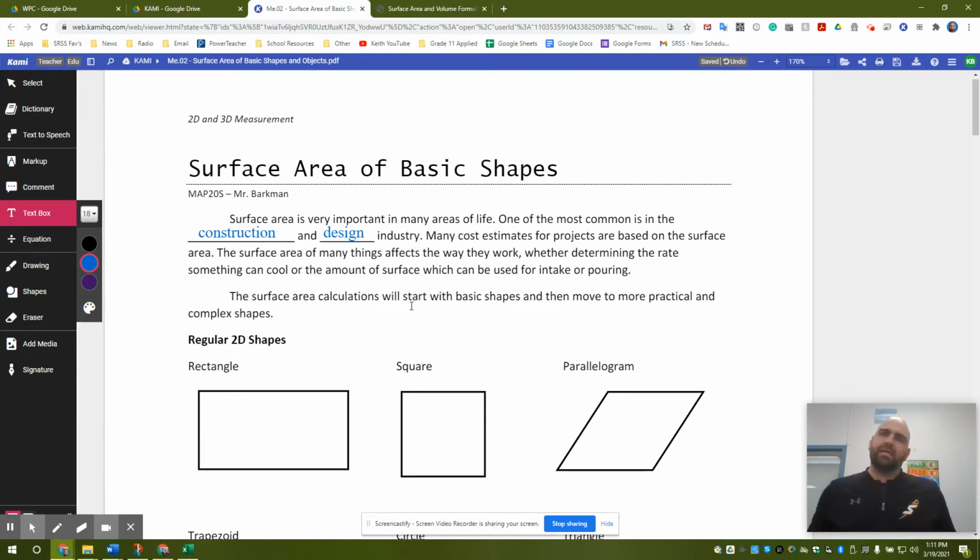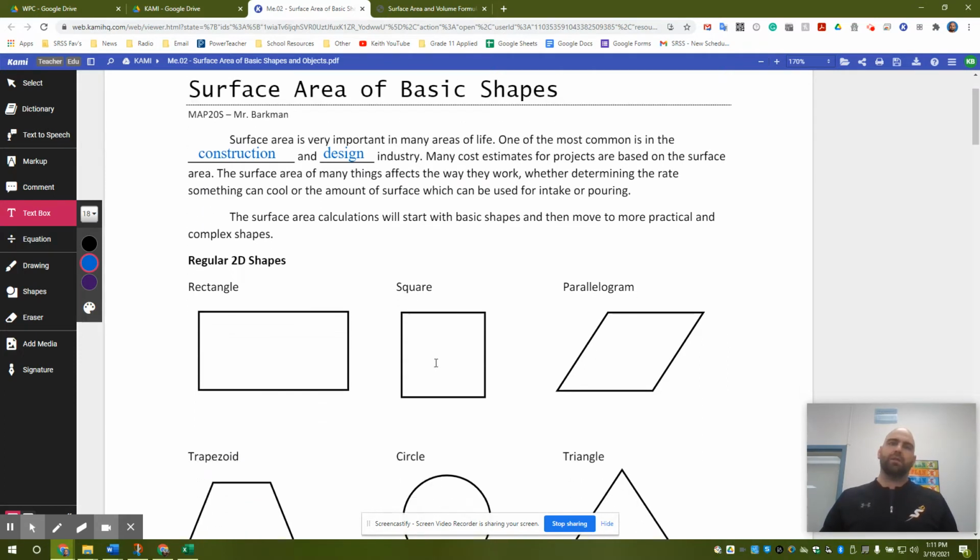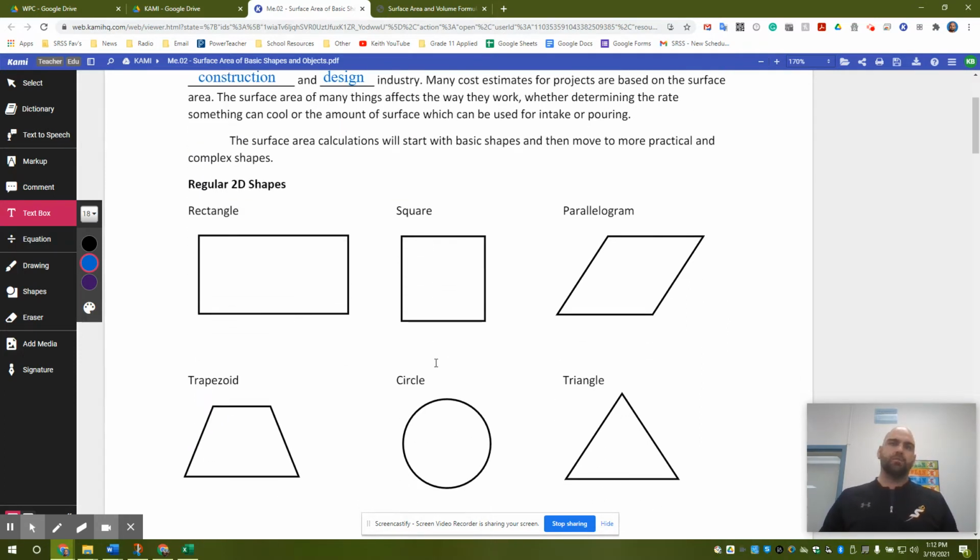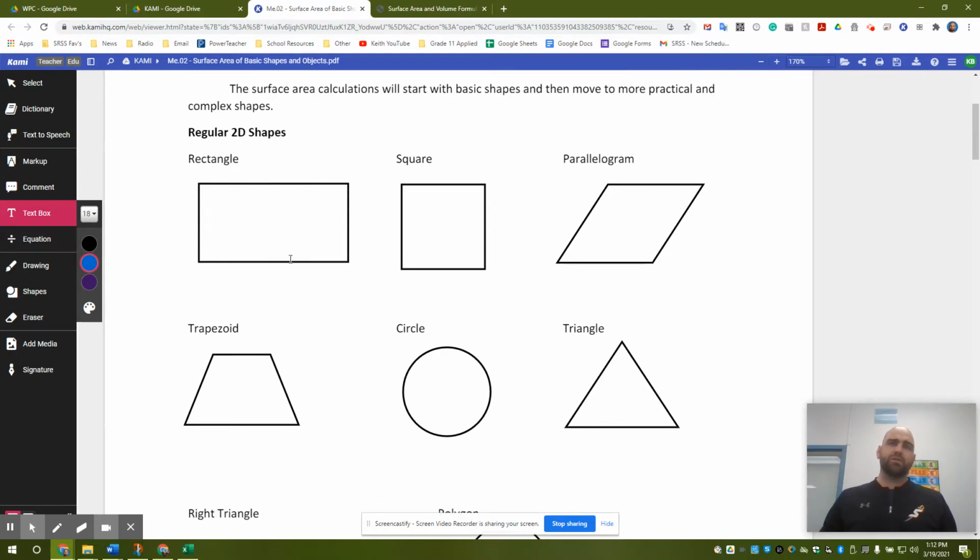Like I said, many cost estimates for projects are based on the surface area, and the surface area of many things affects the way that they work, whether determining the rate someone can cool or the amount of surface which can be used for intake or pouring, depending on the type of product that we're dealing with. To find surface area, I have some basic calculations that we're going to use, and then we're going to move to more practical and complex shapes as well. So let's take a look at some regular 2D shapes.